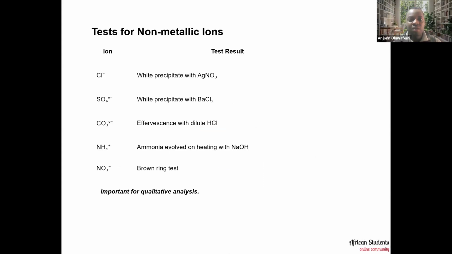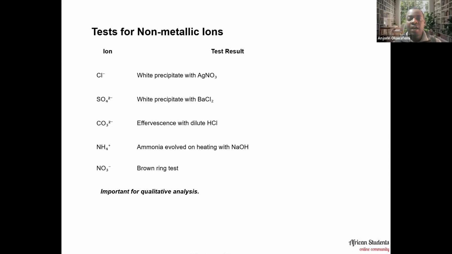Some of the tests that we make use of for chlorine: it will give us a white precipitate with AgNO3. The white precipitate is actually AgCl that is being formed. So chlorine gives a white precipitate with AgNO3, and the precipitate is AgCl that is formed, okay?